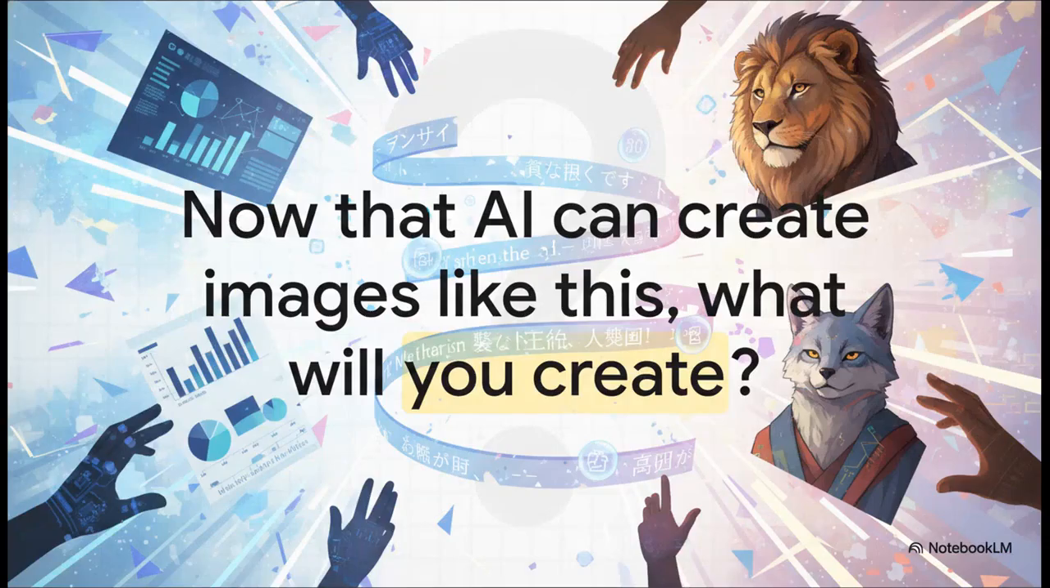And that leaves us with one final thing to think about. I mean, the pace of this technology is just staggering, right? We've just seen what this one model can do. Instant infographics, perfect translations, even cloning artistic styles on its own. So the real question isn't just about the model anymore. It's about you. Now that AI can create images like this, what are you going to create?